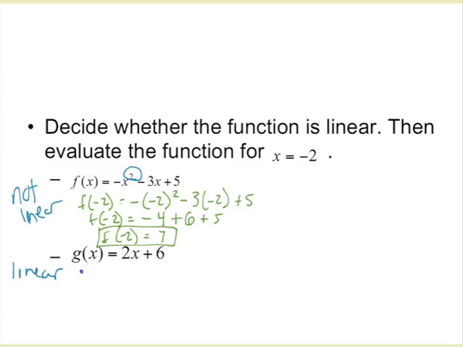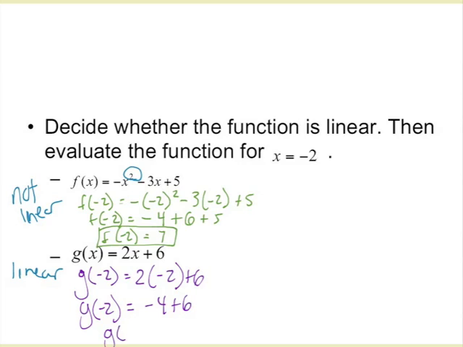For the G one, again, I want to plug in a negative 2. Do my work on the right-hand side, gives negative 4 plus 6, which then gives G of negative 2 is equal to positive 2. Again, do not divide out. This tells me my equation was G, my input was negative 2, and my output was positive 2.